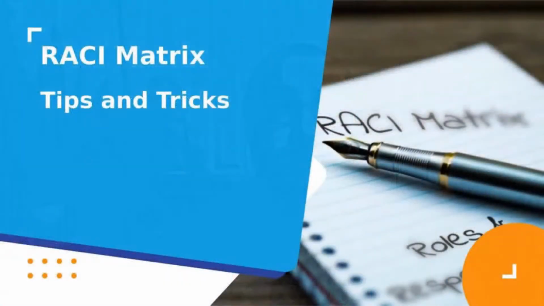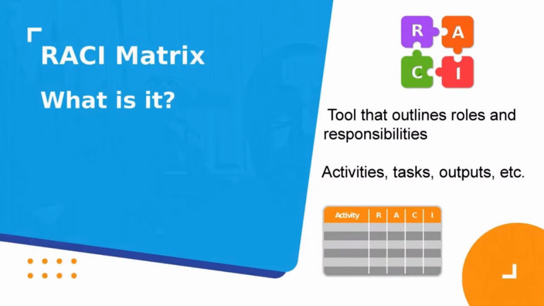And today we're going to talk about a tool that is really simple but also really helpful and that I like most on Project Pro, the RACI Matrix. The RACI Matrix is a tool that outlines roles and responsibilities. So in this tool, you can add roles and responsibilities for different activities, tasks, outputs, processes. So it's not only helpful for projects, but also for the day-to-day processes of your organization, of your work.